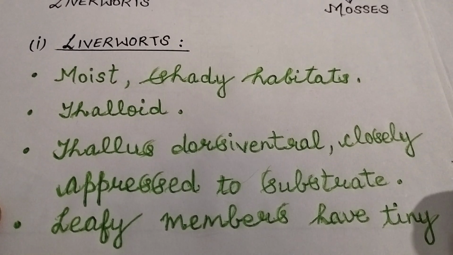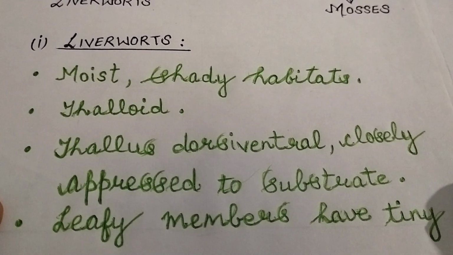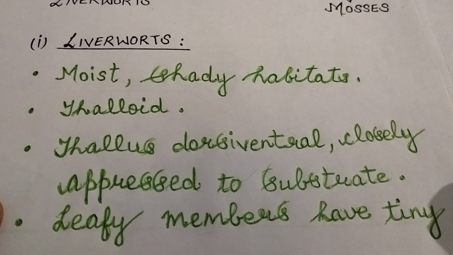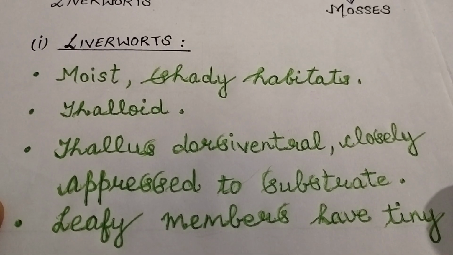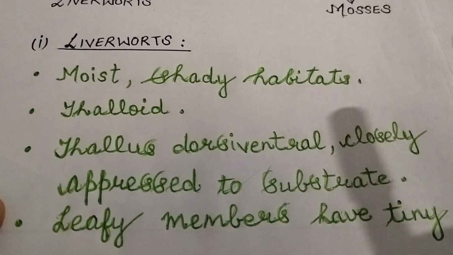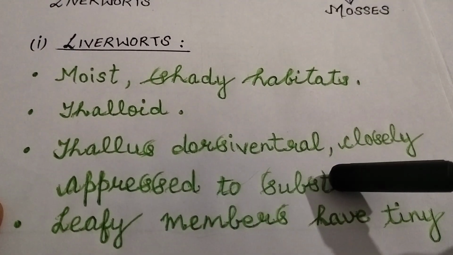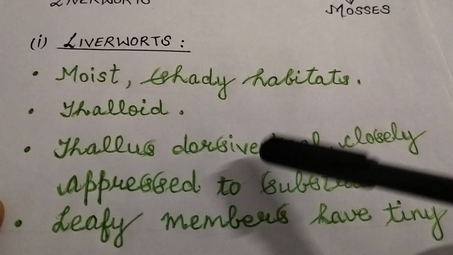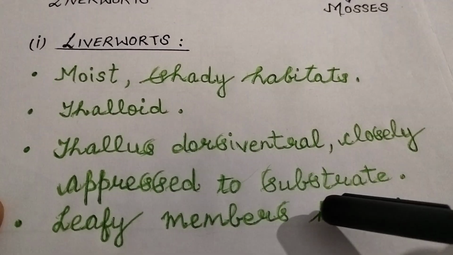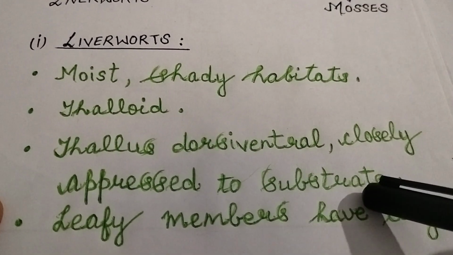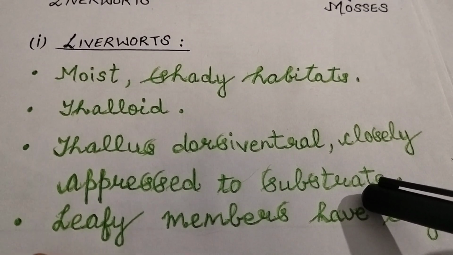We have studied that bryophytes are attached to the substratum with the help of rhizoids. Rhizoids are root-like structures but they are not true roots. So the thallus is dorsiventral. Dorsiventral means almost flattened. It is closely appressed to the substrate.